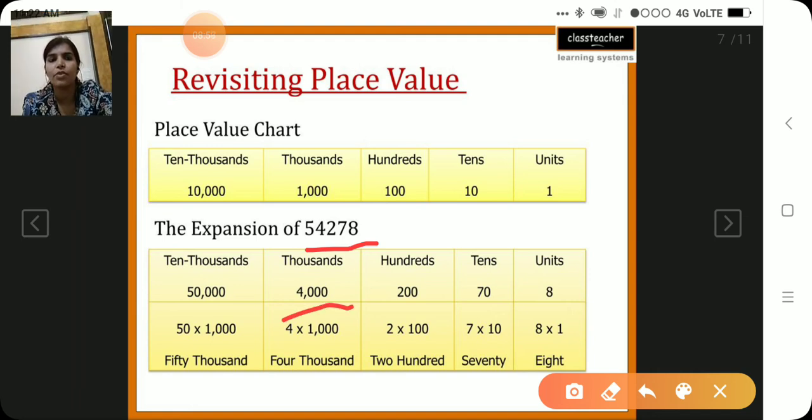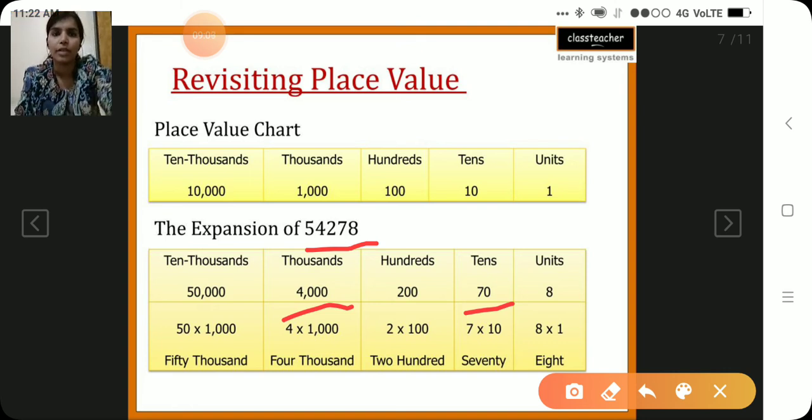Then you want to write down the place value of the 7. The place value of the 7 is 70. Then you want to write down the place value of the 5. It is 50,000. Understand how you write it down? You check the place of that digit and then you write down the place value.